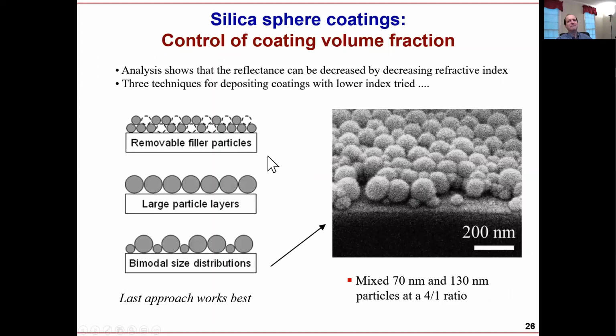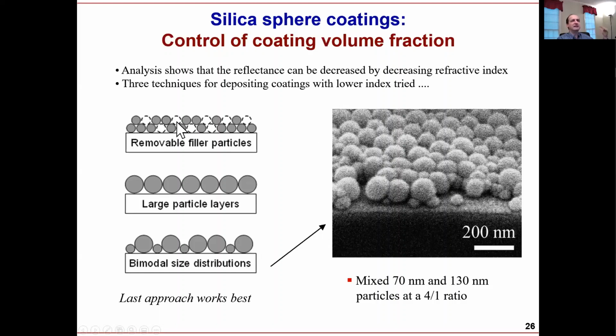So let me show the three ideas that you can do. How do you change the refractive properties, that is, in this case, the refractive index of a coating? So first of all, you can put some particles that are going to be temporary particles, fewer particles that are going to be removed.